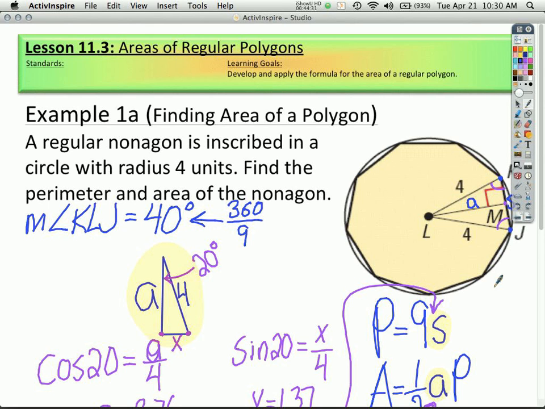A bunch of people said yes. Some people are now saying no. Ziamara, you're shaking your head. Why not? Yeah. Odd number of sides, that method won't work because we don't really have opposite vertices.